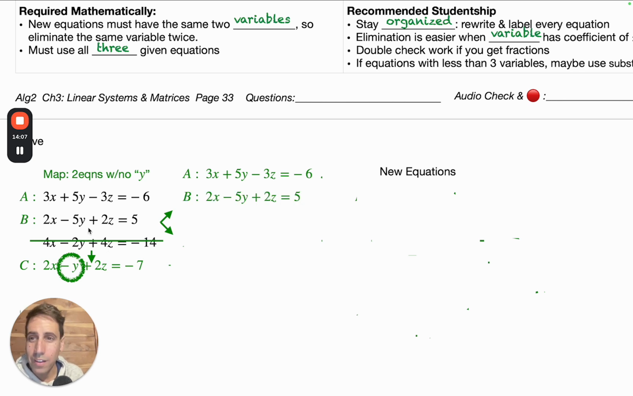Oh, here's another thing I noticed. If I just add A and B together, I get elimination already. Positive 5y and negative 5y. There's no multiplication necessary. I'm just using A and B. I'm going to add them together, and I get an equation with no y.